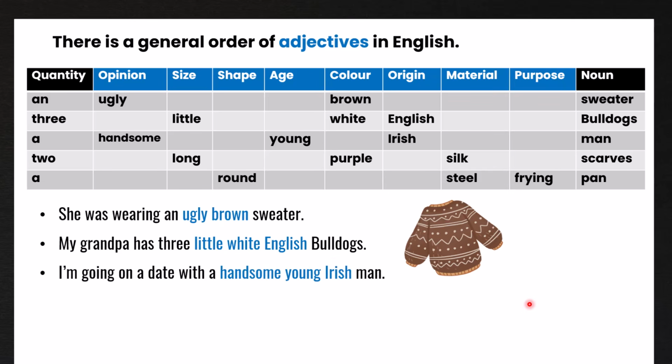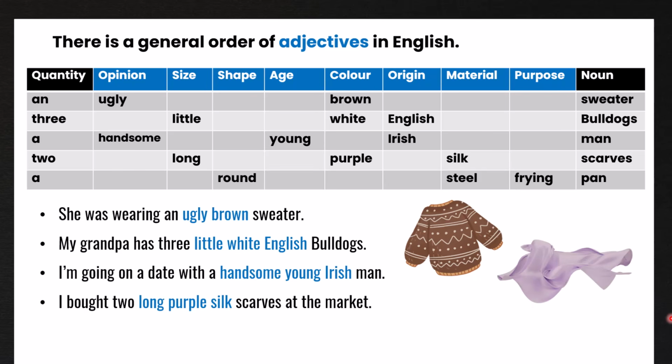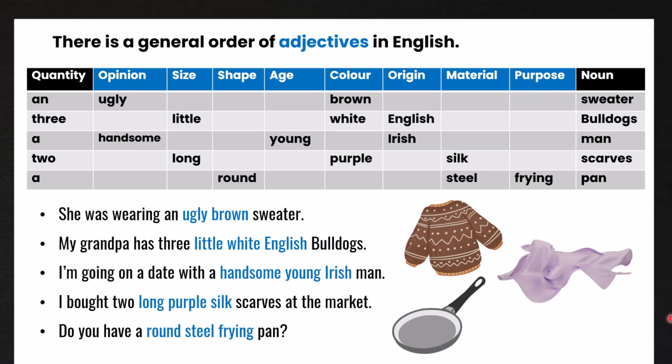I'm going on a date with a handsome young Irishman. I bought 2 long purple silk scarves at the market. Do you have a round steel frying pan?